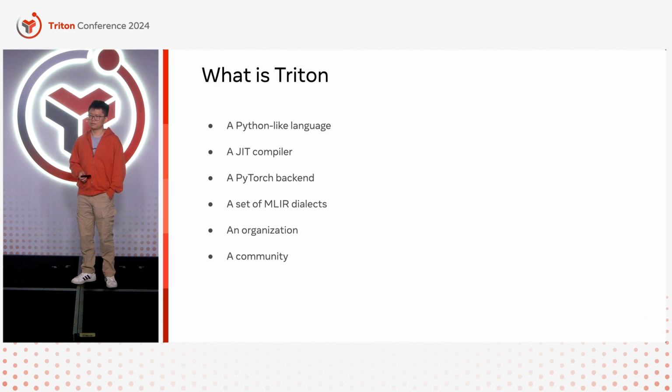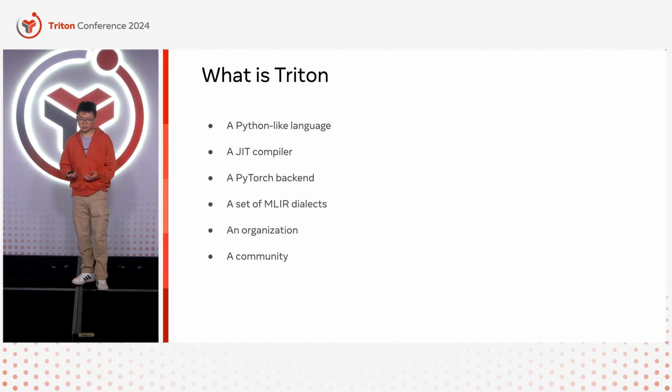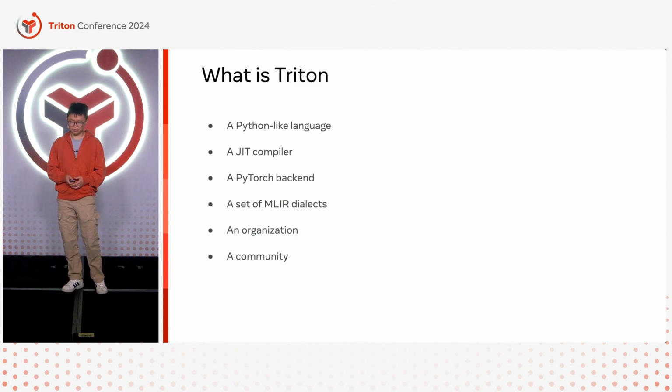Triton could be a lot of things. As you know, it's a Python-like language, and it also has a JIT compiler. It's also a PyTorch backend nowadays. It also consists of a set of MLIR dialects. It's also an organization and a community.